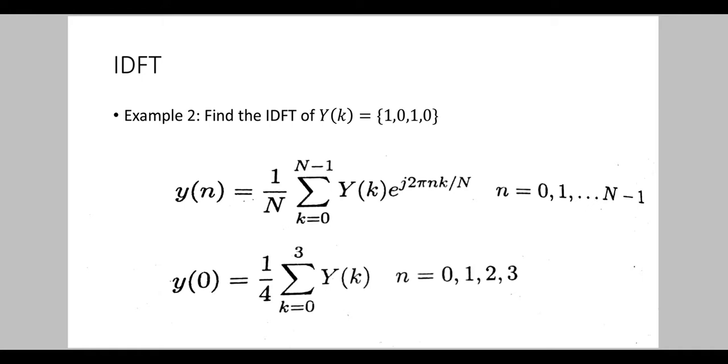So we have to find the inverse discrete Fourier transform for n values from 0 to n minus 1. First, put the value small n is equal to 0. We will get y of 0. Putting the value of small n is equal to 0 in the equation, we get y of 0 is equal to 1 by 4. Here, the signal length is 4. The length of y of k is equal to 4.